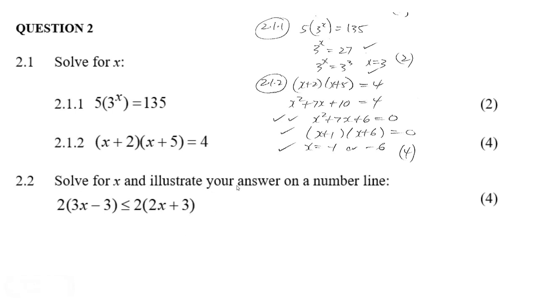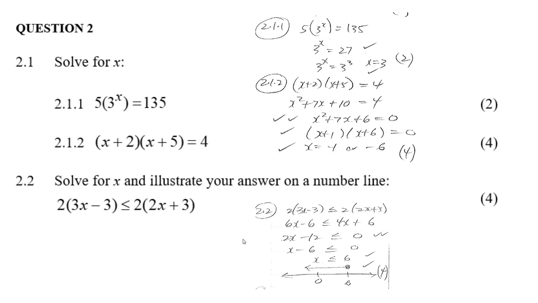And what about this question here? Solve for x and illustrate your answer on a number line. Well, it might be smart right here to divide everything by 2 on both sides. I wonder if I did that in the memo. Let's take a look. No, I didn't. Look, I multiplied it all out. It would have been smarter just to divide by 2 and have 3x minus 3 and 2x plus 3. But I did it this way, which is okay.